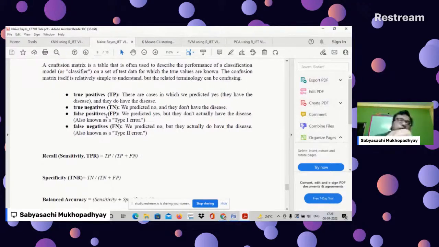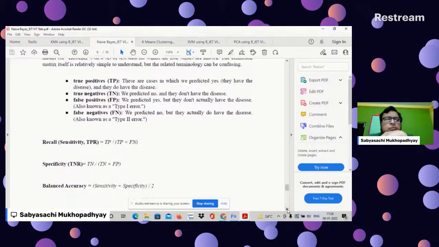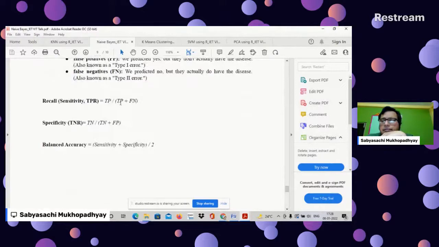This false positive case is a type 1 error. What is the false negative case? You predicted no, but they actually do have the disease. So this is a type 2 error. How can you calculate the recall from there? Recall, sensitivity, or true positive rate are all the same. That would be true positive divided by true positive plus false negative. What is the specificity? This is the true negative rate: true negative divided by true negative plus false positive.